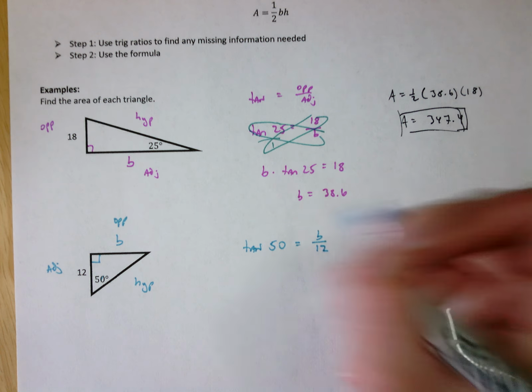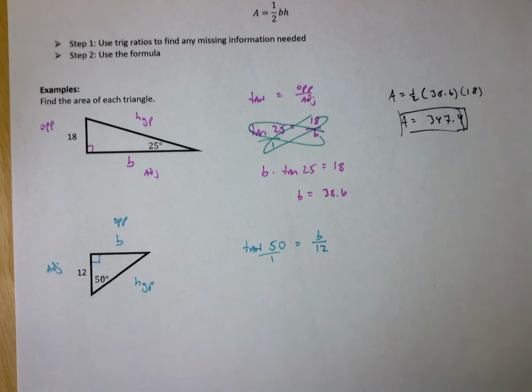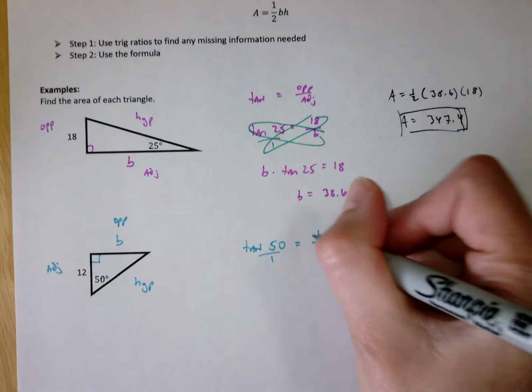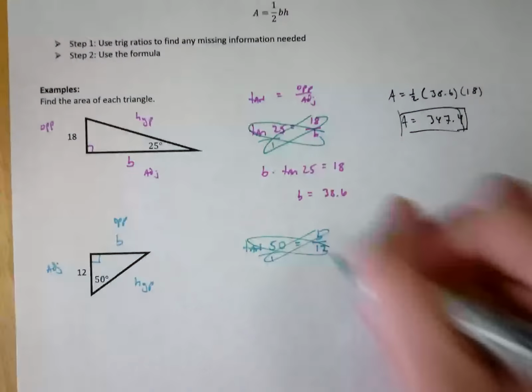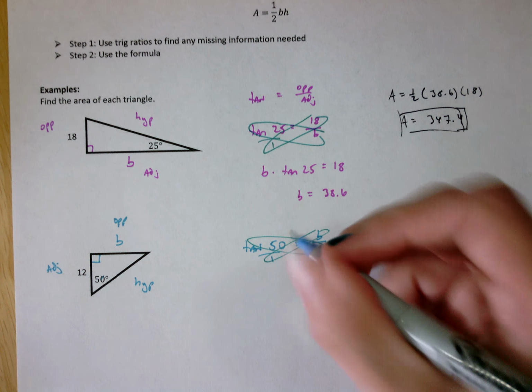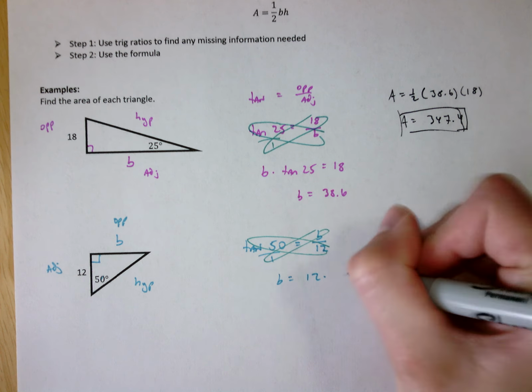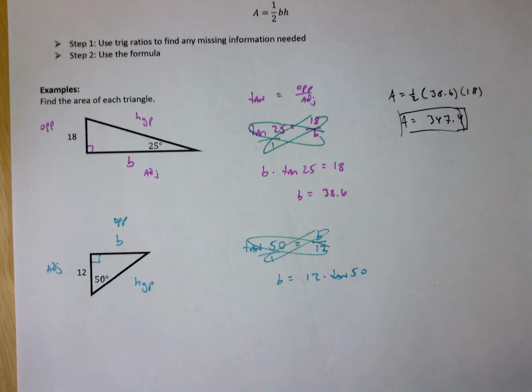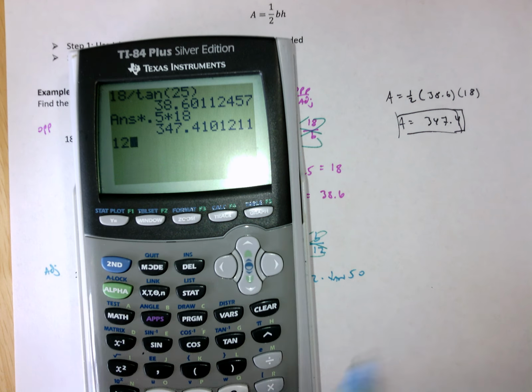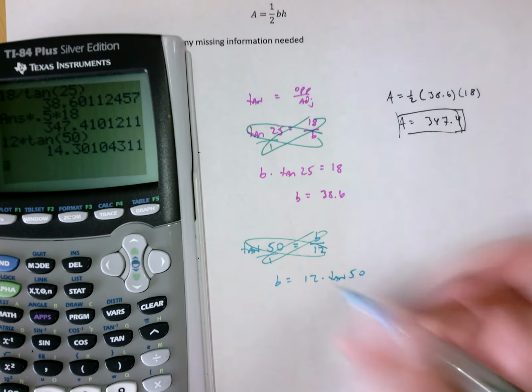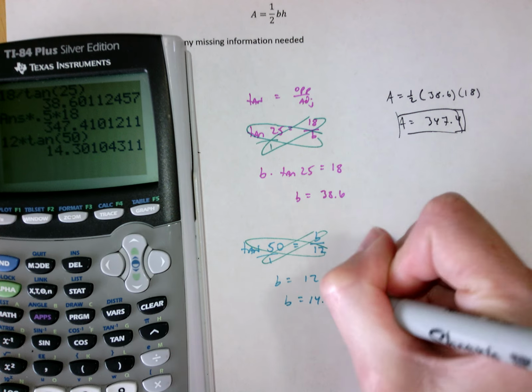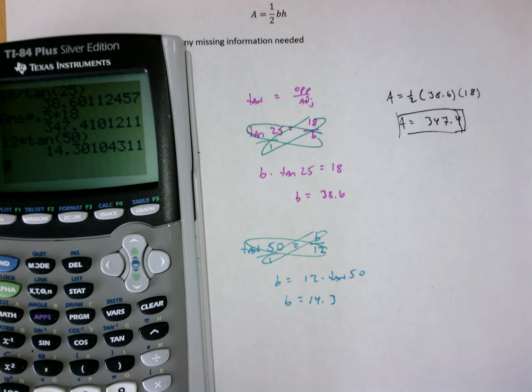So now I'm just going to solve this, right? You can set it up with cross multiplication if you like, if that makes it easier. Multiply on this diagonal. So I'm going to get that b equals 12 times whatever the tangent of 50 is. So 12 times the tangent of 50, which is about 14.3. Lovely. And then to finish it off, I'm going to use my area formula.